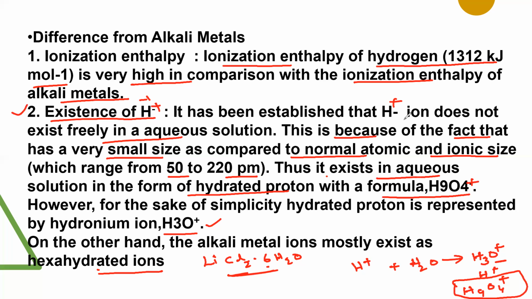H plus does not exist independently because of its small size, whereas alkali metal ions such as Li plus and Na plus do exist. Thus, H plus exists in aqueous solution in the form of the hydrated proton H9O4 plus, though for simplicity it is represented as H3O plus. H plus combines with water and forms H3O plus, called the hydronium ion. On the other hand, the alkali metal ions exist as hexahydrated ions, for example NaCl.6H2O. So these are the main differences between hydrogen and alkali metals.